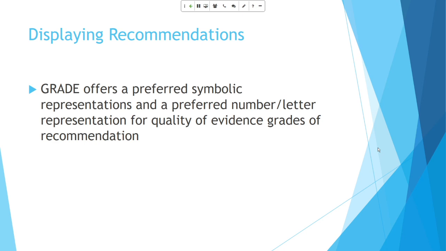When you get down to creating the recommendations, it is a process along with the remaining components of the GRADE format. When determining the recommendations, it's important to follow guidelines and apply the information that you've learned systematically across all of the evidence that you're reviewing.